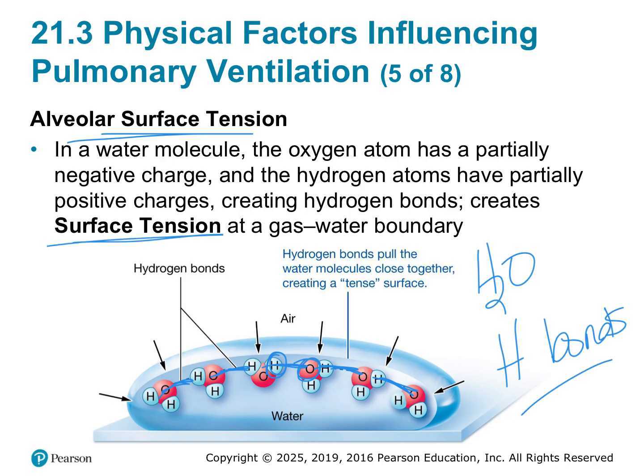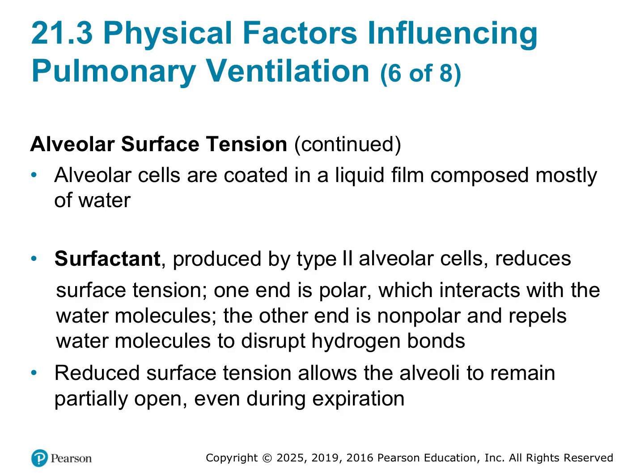This creates a surface tension, just pulling the water molecules together, and can then pull the alveoli, the walls of the alveoli, close together too when we're looking at moisture in the alveoli. So in order to prevent or reduce that alveolar surface tension, we have surfactant. Again, it's produced by the type 2 alveolar cells. One end of the surfactant is going to be polar, which means it can interact with water molecules, and the other end is going to be nonpolar, which means it doesn't like water molecules, it repels them. So surfactant's hanging out with water molecules, but then also has an end that keeps it from binding to other water molecules. And that effectively reduces surface tension.